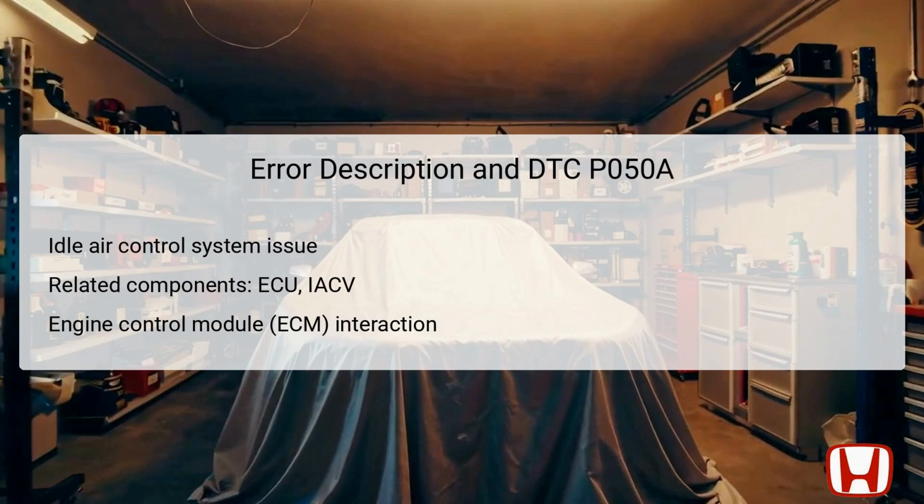In terms of location, the IACV is typically installed on the throttle body assembly. Furthermore, the ECM is located within the engine compartment, processing data from various engine sensors, thereby influencing the engine's air-fuel mixture during cold starts. Understanding these components' involvement is crucial for accurate diagnosis and repair associated with DTC P050A.